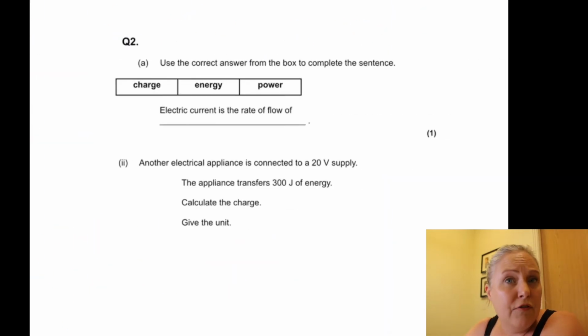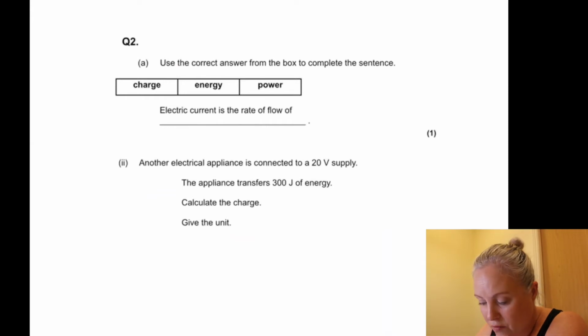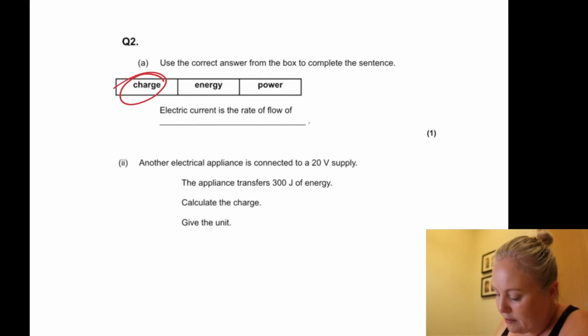Okay, so we're going to have a look at another exam question. We're going to have to work out what formulas to use in this scenario, break it down, and then work it out. Use the correct answer from the box to complete the sentence. Electrical current is the rate of flow of, is it charge, energy, or power? It's charge.